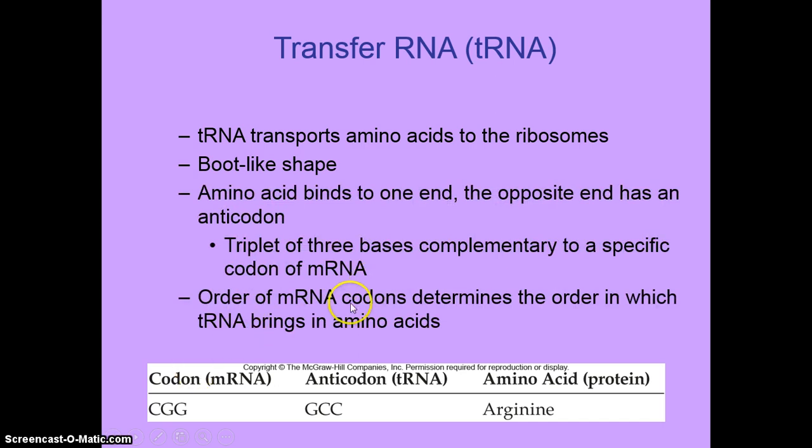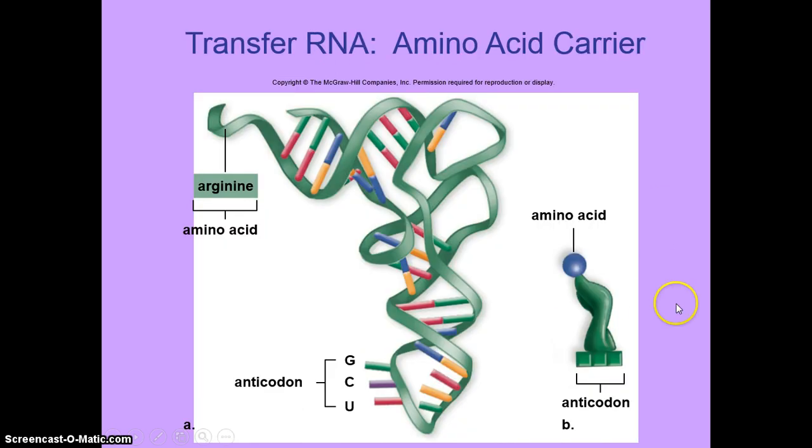So the order of the messenger RNA codons determines the order in which the transfer RNA brings the amino acids in as well. Let's look at some pictures of what this would look like. We have a transfer RNA, and in that transfer RNA there's going to be an anti-codon. That's what this shows right here. And the amino acid, this is arginine up here at the top. That amino acid is going to get dropped off during translation and is going to become part of a polypeptide chain.